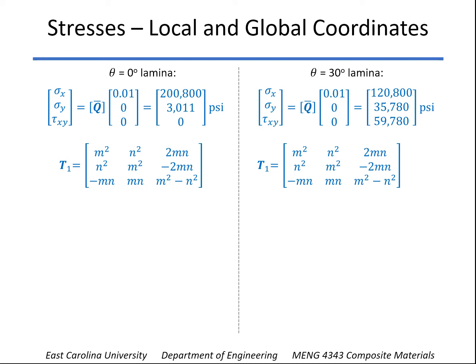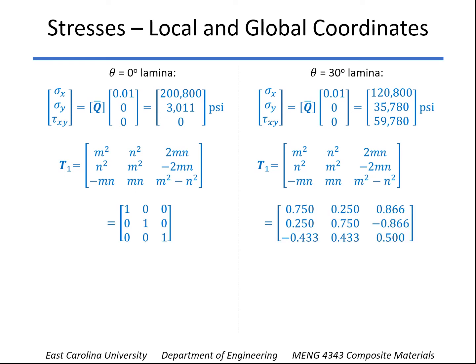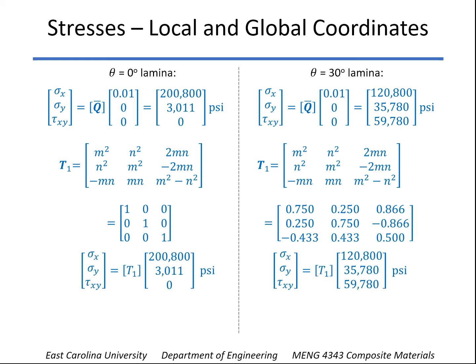Now, to transform those into local coordinates, we look at the T1 matrix and multiply, and by the way, of course, the T1 matrix for the 0 degree lamina is just the identity matrix. And we do that multiplication. And again, see that for the 0 degree, of course, the stresses in the global and local are exactly the same. And for the 30 degree laminate, you can see the local stresses are as shown on the bottom there.